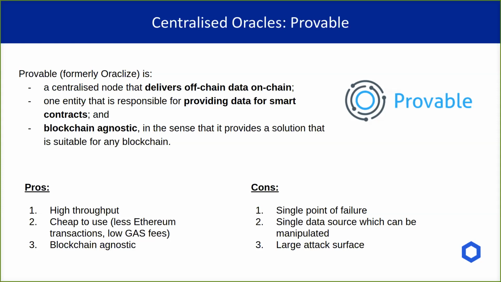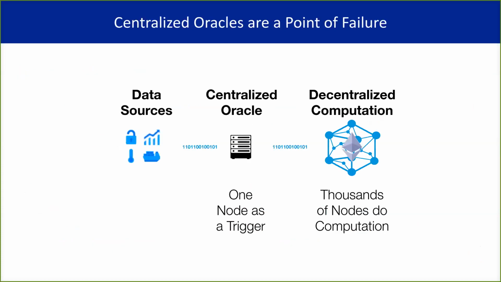The cons of using a service such as Provable is that it's a single point of failure. There's a single data source which can be manipulated, and there's a large attack surface. The main takeaway with centralized oracles is that it's somewhat counterintuitive for you to rely on a single node that is inputting data onto a blockchain that has thousands of nodes doing computation.